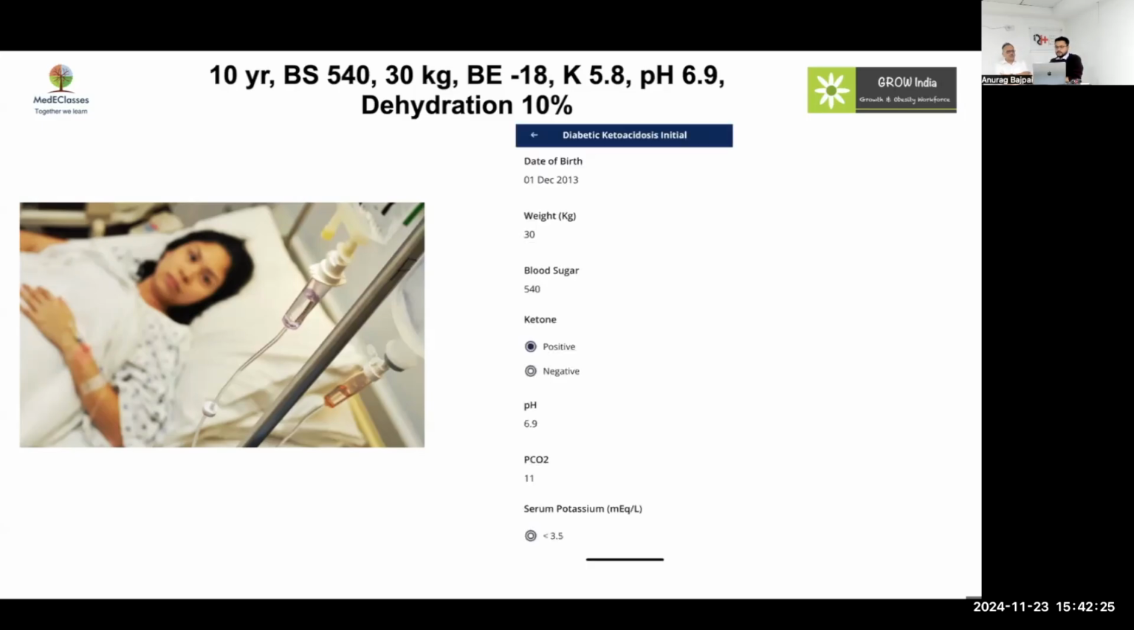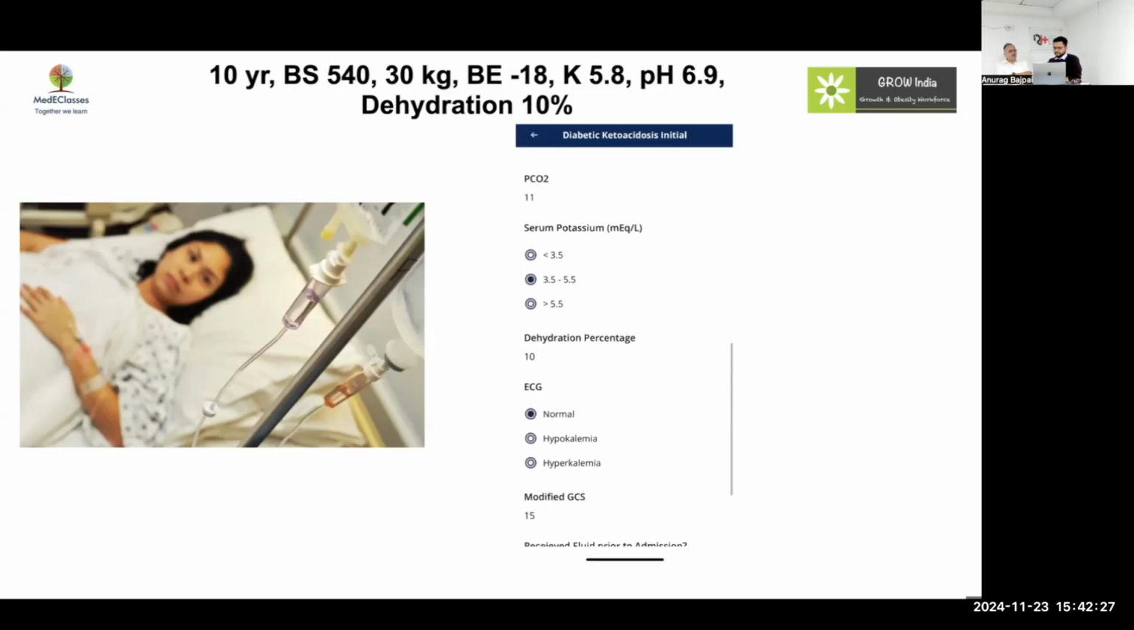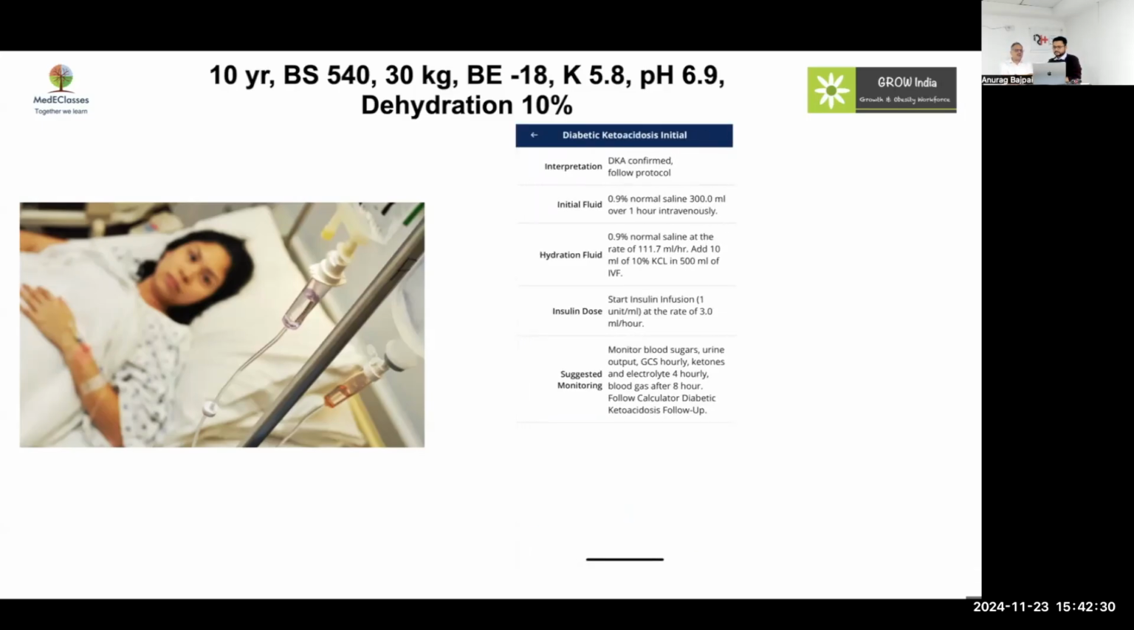So initially, okay. If we put in all the data, what we have discussed with Alapan, now the app tells you whether this child has decay or not. So decay is there. Now you talked about initial bolus. So initial bolus should be there. Yes.